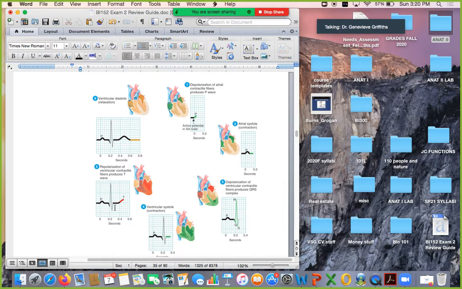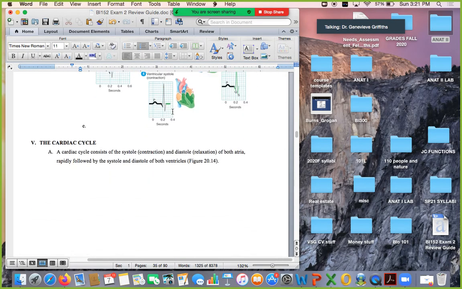Systole. And then after that, we end up with the T wave, which is the repolarization of the ventricular contractile fibers, right? And then after that, we end up with relaxation of the ventricles, and we're going to lather, rinse, repeat by inducing contraction of the atria.